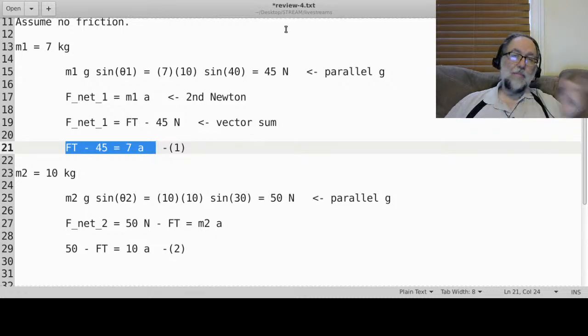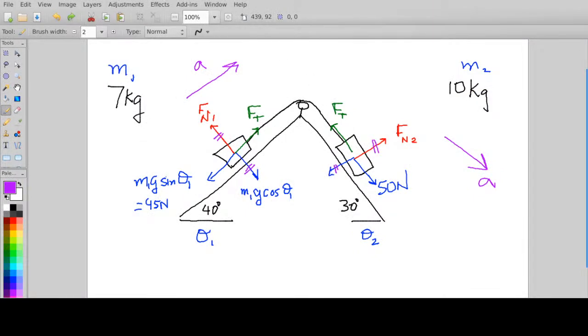All right, so let's do the same analysis now for the other box. All right, so for the 10 kilogram box here, again, the perpendicular components are out of the picture. They're gone. Don't even pay attention to them. You're really just looking at this force here and that force there. Okay, and we know that the 10 kilogram is accelerating downhill, so the 50 newton must be the bigger one. All right, so F net in this case is going to be 50 minus Ft. Over here it was Ft minus 45, but here it's going to be 50 minus Ft. The 50 newtons has to be bigger than the Ft, otherwise it wouldn't accelerate downhill.